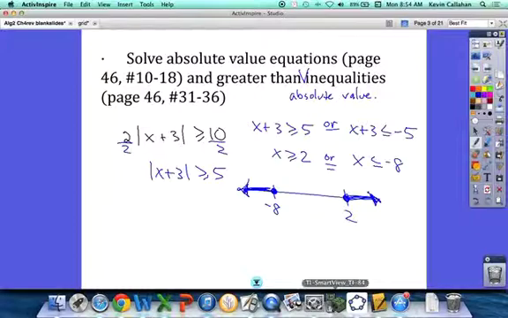I don't think my calculator's up here. I had it at home.